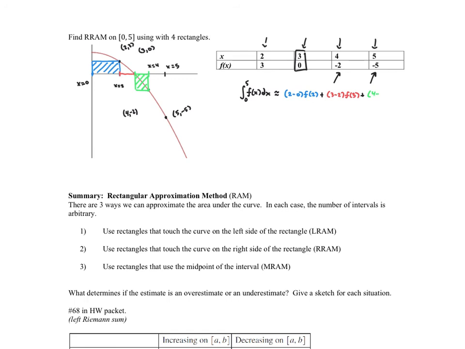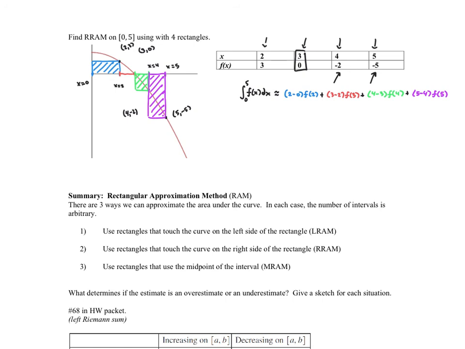So let's take x equals 4 minus x equals 3, of course, a width of 1 times f of 4. Okay, our last rectangle we'll do in purple. So here's our interval, 4 to 5. Our output will be f of 5. There we go. So we'll take 5 minus 4. There's the base of the rectangle. The height of the rectangle is f of 5.